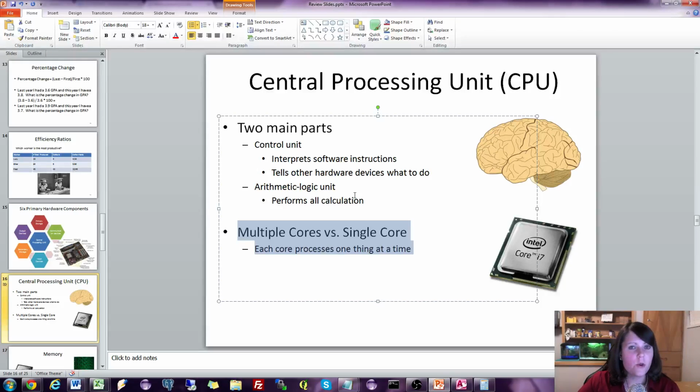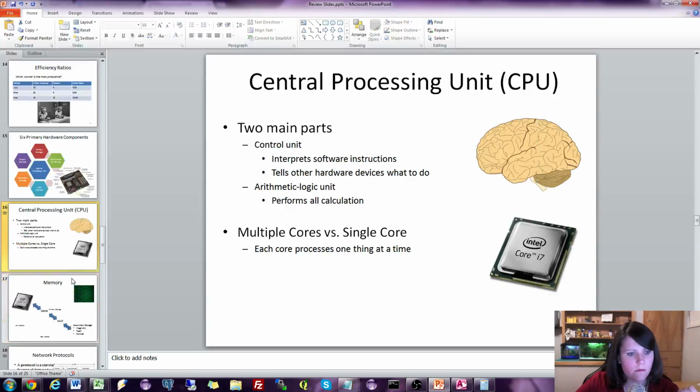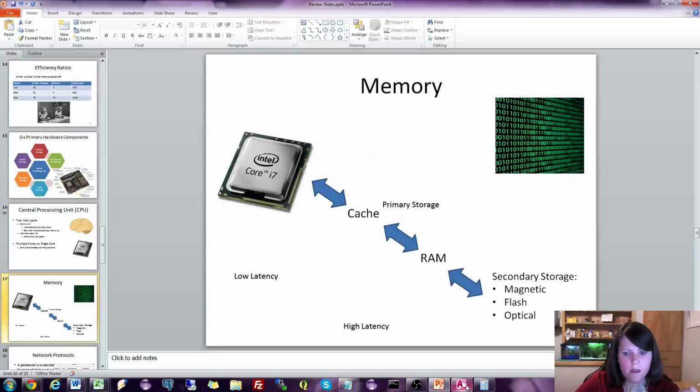Is that really the main way to speed things up is to add more processing cores? Because each core can really only do one thing at a time, so if we want to get maximum speed increase, we need to add more cores, essentially. But multiple cores can be held on the same CPU.